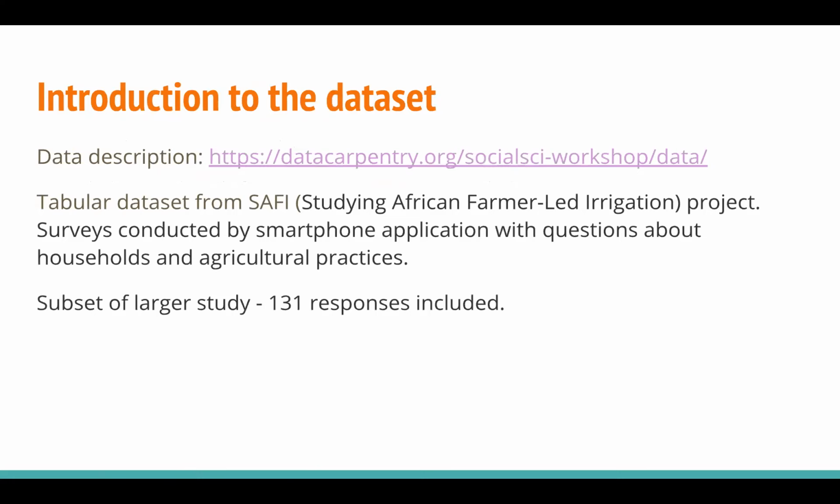Let me give you a little bit of an introduction to the data that's used in this lesson. This is a tabular data set that was generated as part of a study called Studying African Farmer-Led Irrigation, or SAFI. This study involved surveys that were conducted using a smartphone application that asked respondents questions about their household, how many members are in their household, how many rooms are in their house, what sort of belongings do they have, and agricultural practices that they used on their farms, whether they used certain types of irrigation, whether they were members of agricultural societies, and I'll showcase that data in just a moment here.